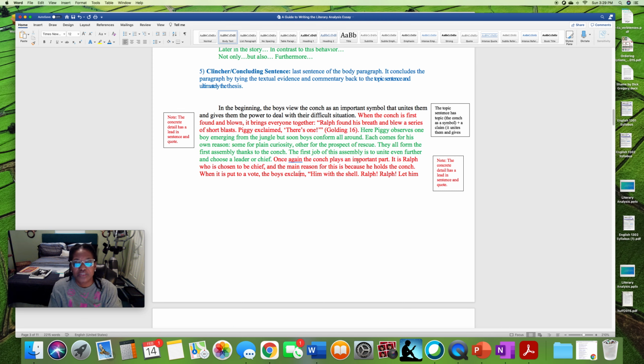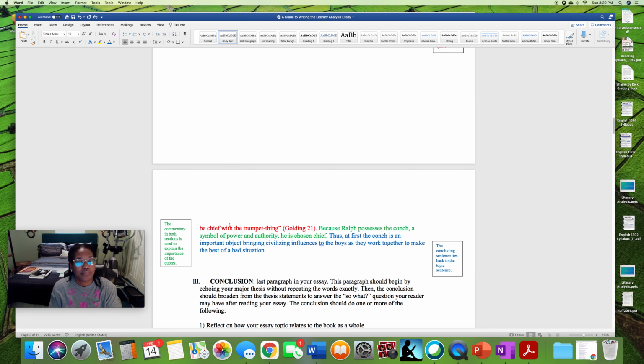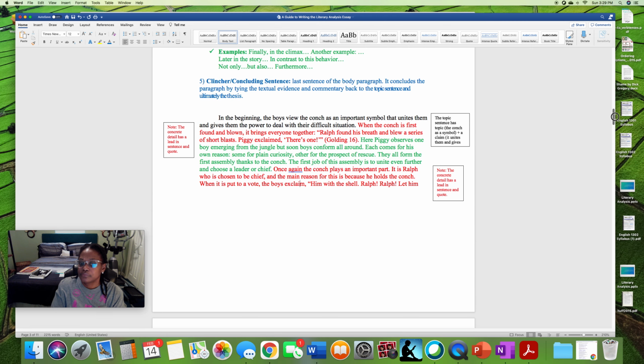Once again, the conch plays an important part. It is Ralph who is chosen to be the chief, and the main reason for this is because he holds the conch. When it is put to a vote, the boys exclaim, "Him with the shell, Ralph. Let him be the chief with the trumpeting thing." This part here that I haven't read is actually still a part of the analysis, so I'm going to change that to green.